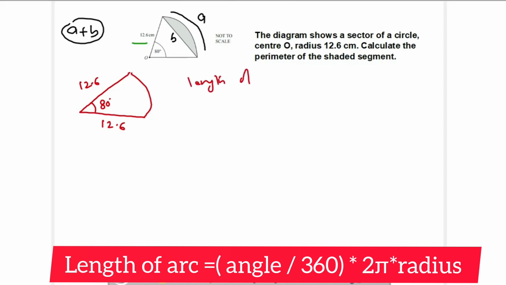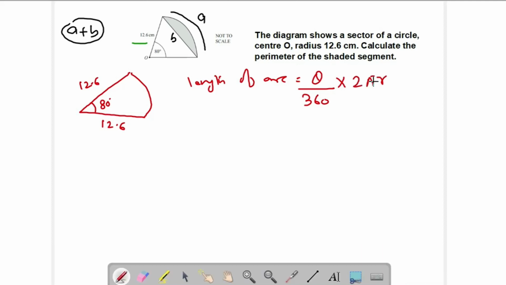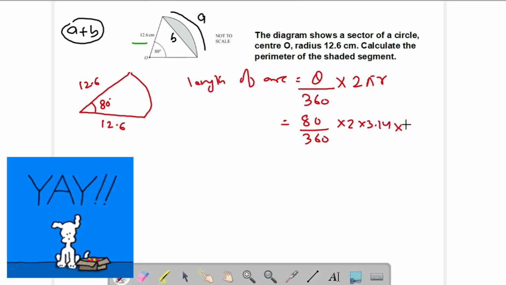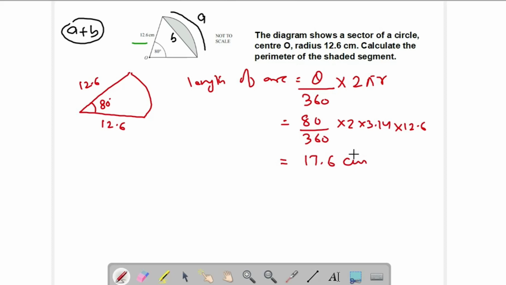Length of arc is equal to theta upon 360 into 2 pi r. Theta in this case is 80, so 80 upon 360 into 2 pi, where pi is 3.14 or 22 upon 7, and this radius is 12.6. So we have to calculate the length of arc. If we calculate, we get the answer 17.6 centimeters. So the A part is done. Our A is this one, the length of arc.